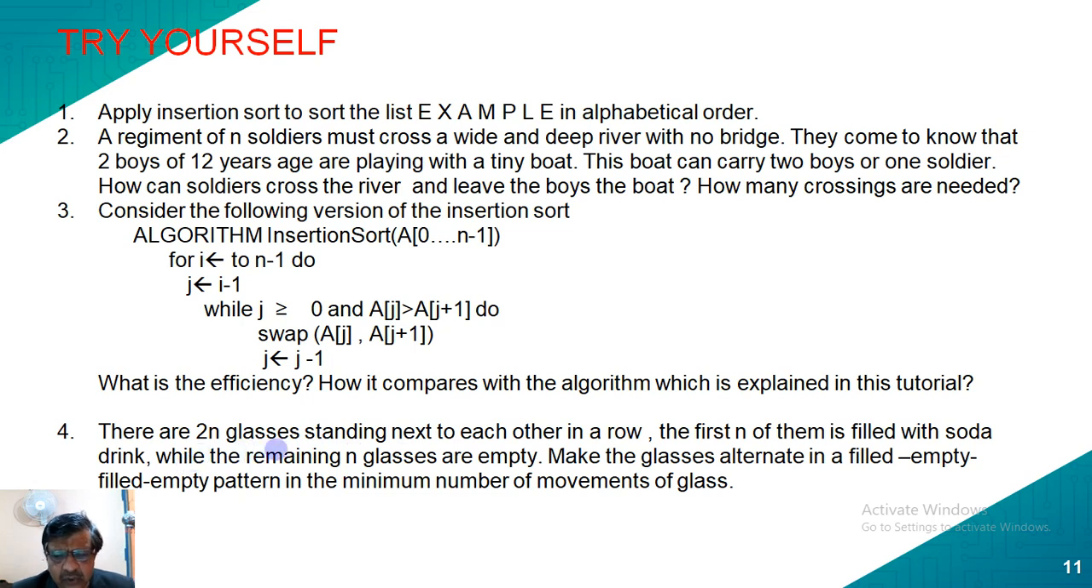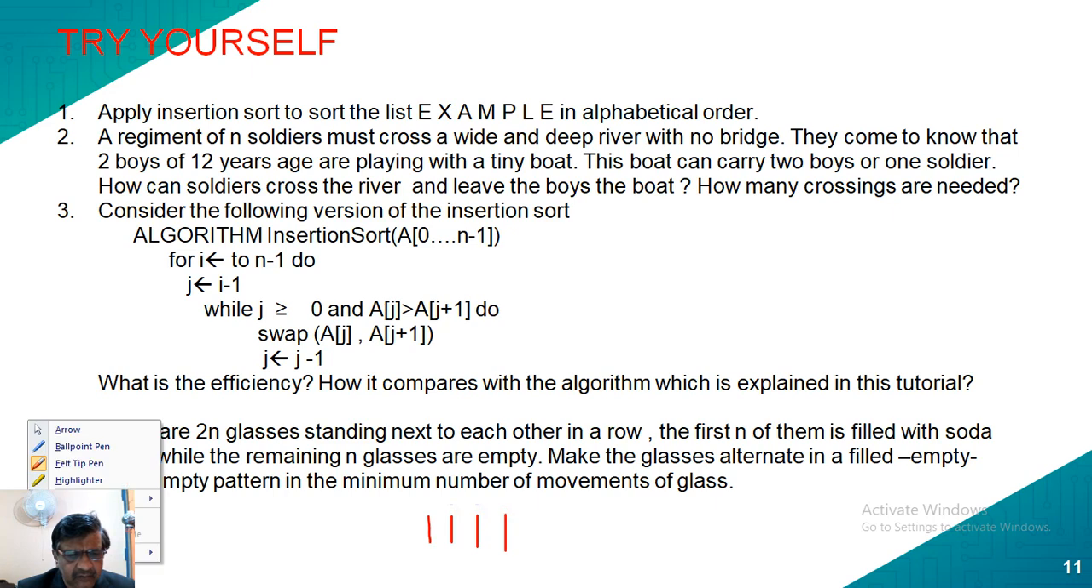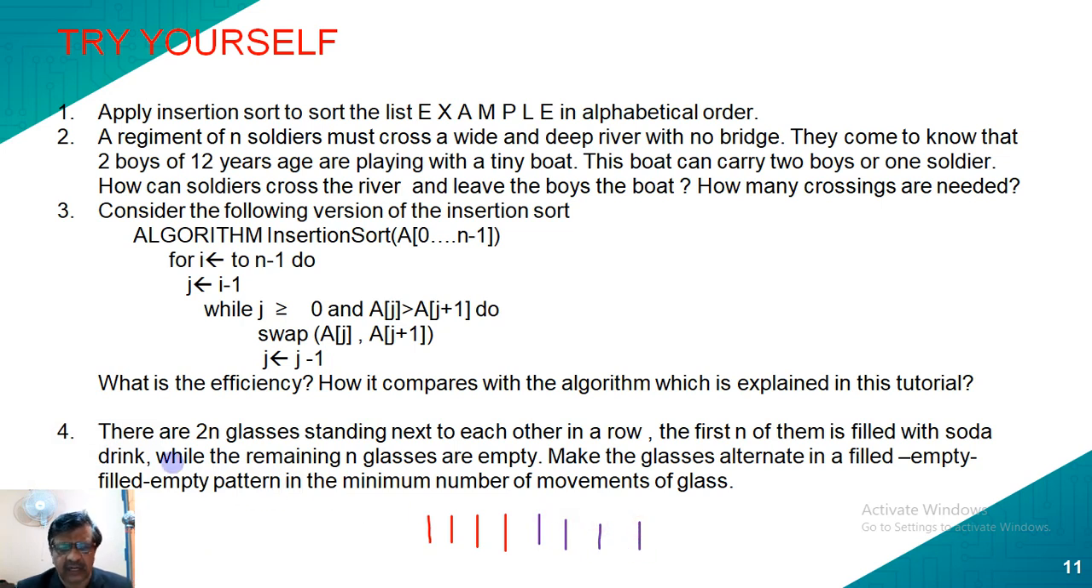Now the other problem, let us see. There are 2n glasses standing next to each other. Let us say if n is 4, then 1, 2, 3, 4, and the other 4 we will select in a different color. So 2n glasses standing next to each other in a row. The first n of them, the first 4, are filled with soda, and the remaining n glasses are empty.